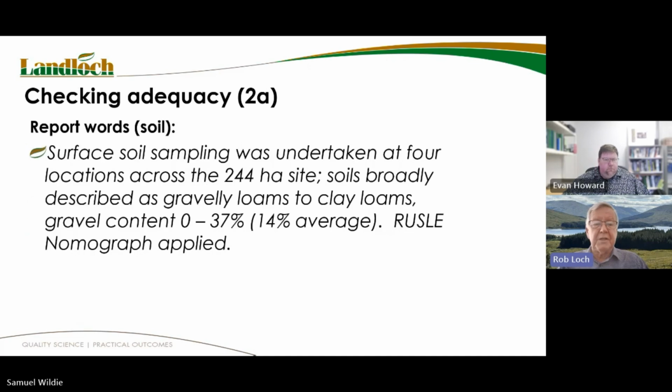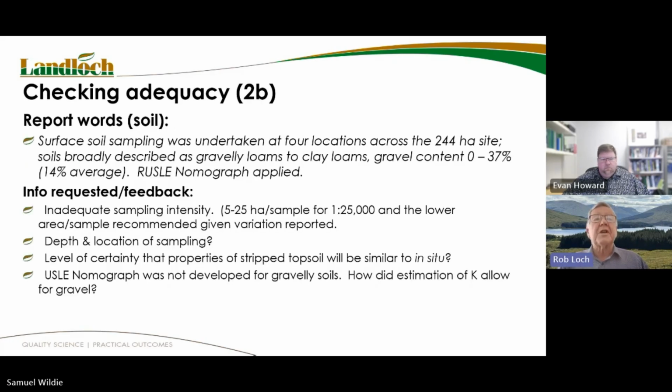So we go to the next one, please. And here we go again. This is different soil surface sampling, 4 locations across the site. Soils broadly described as gravelly loams, gravel content 0 to 37%, and they ran the RUSLE nomograph. So we're then thinking about, are we okay with that? And the answer is no. Basically a fatal fail again.